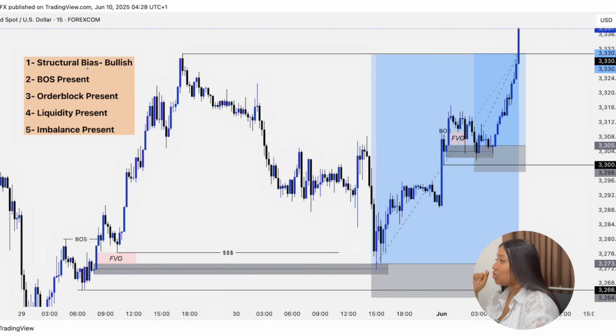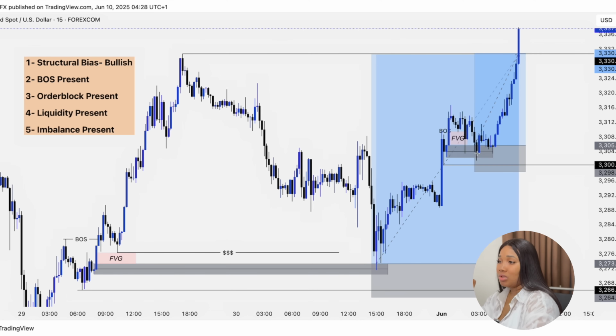So you can see here, structural bias here, bullish, BOS present, this is it, order block present. When you map out the order block, you look out for the imbalance the order block created. Liquidity present, obviously. So you can see price clearly tapped in, moved to my direction.